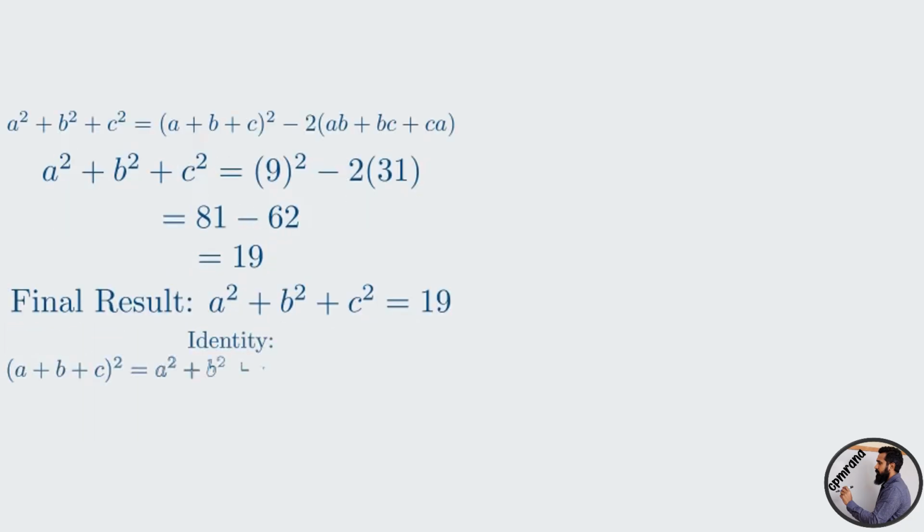In this lesson, we successfully used the trinomial square identity to solve for a specific component. You can use this same method whenever you are given any two of these three expressions to find the third one.